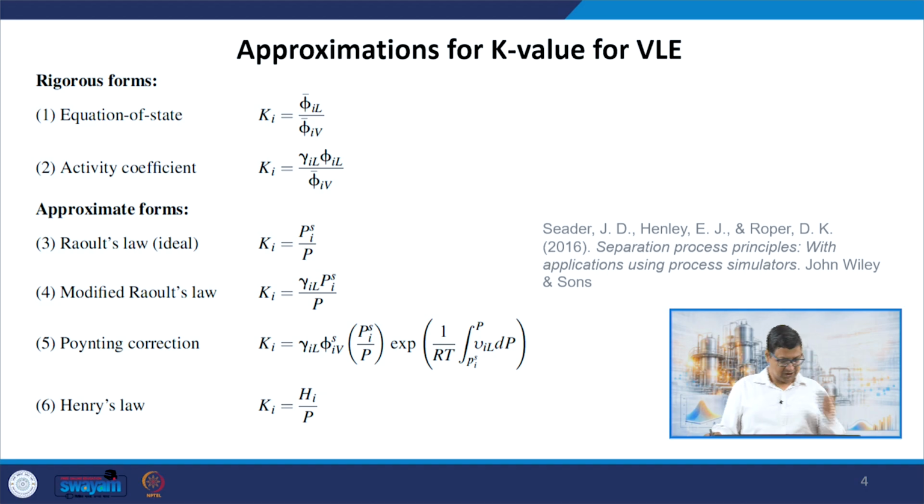So therefore, as we have discussed, there are some rigorous forms of this k value. For example, I can express them as the ratio of partial fugacity coefficients or something like this, which I just derived.